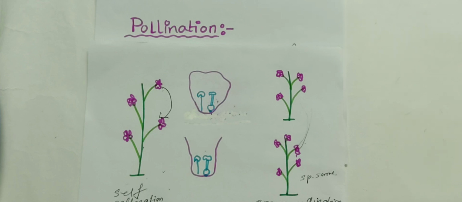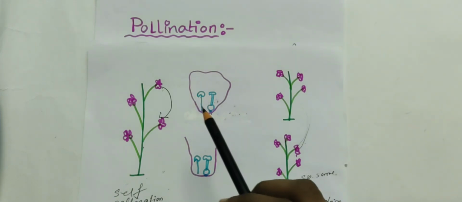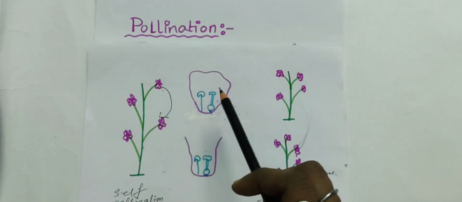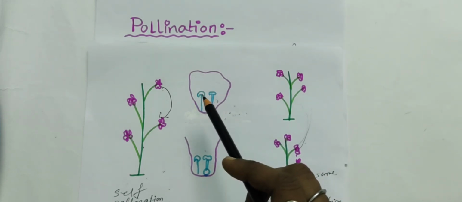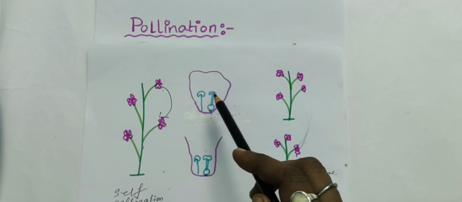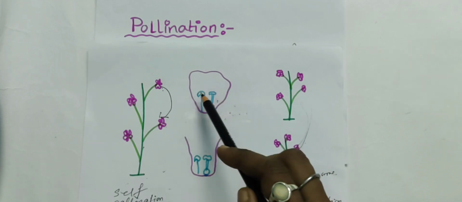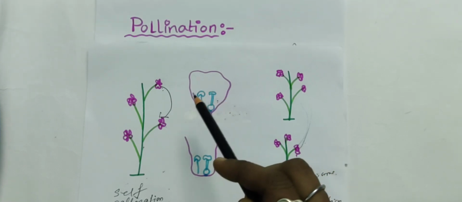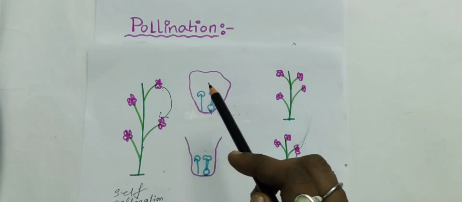Today I am going to discuss pollination. Pollination is the process that transfers the pollen grain from anther to stigma. What is anther? It is the male part, a part of androecium, and gynoecium is the female part of the flower. Stigma is a part of gynoecium. Okay, so the transfer of pollen grain from anther to stigma, this process is called pollination.